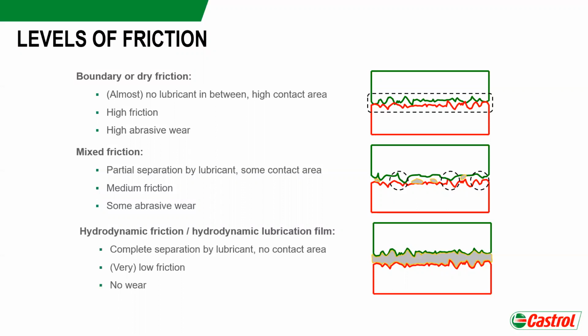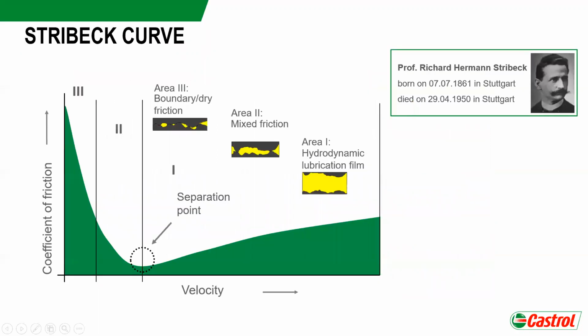Next slide, please. Here, there's the Stribeck curve. On the left-hand side, we see a high friction area where we have the boundary friction. Then in the second area, the mixed friction. And if we are increasing speed with the right lubricant, then we will get the hydrodynamic lubrication film, and we will have no wear.